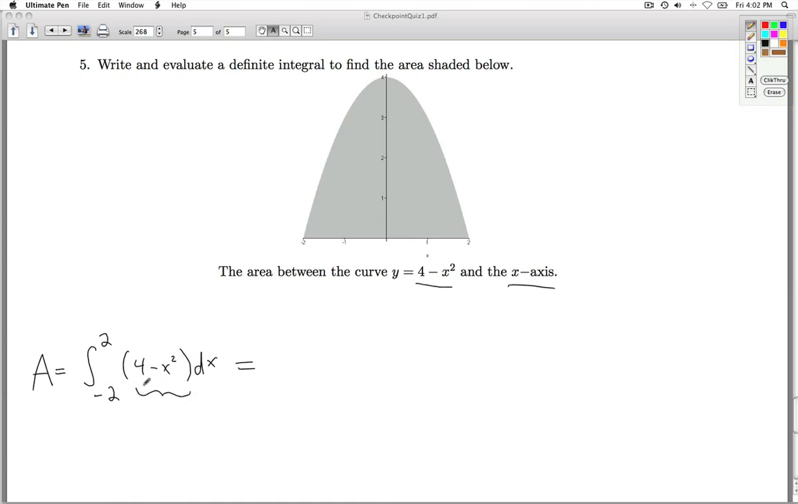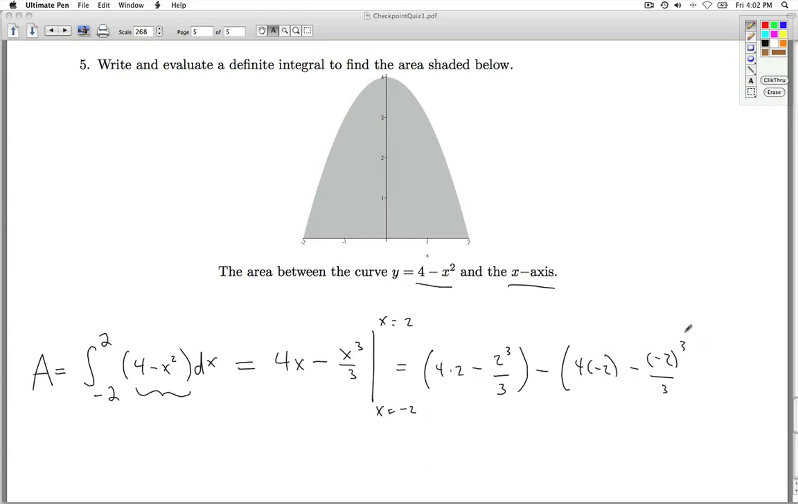Step 1, we take an antiderivative of the integrand. An antiderivative of 4 is 4x. An antiderivative of x squared is x cubed over 3. And then we evaluate this from x equals negative 2 to x equals 2. Substitute in the top limit, I get 4 times 2 minus 2 cubed over 3, minus, substitute the lower limit, 4 times negative 2 minus negative 2 cubed over 3. Note the importance of the parentheses here.